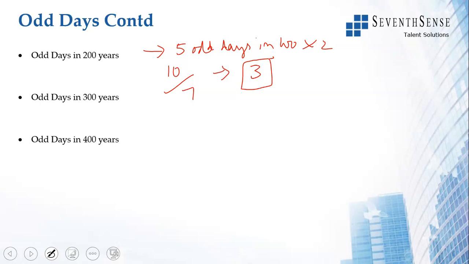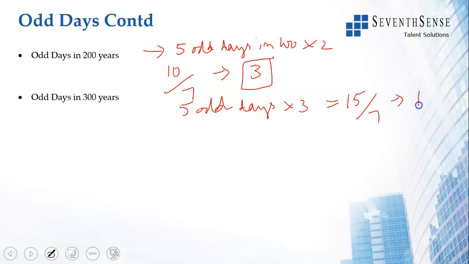Odd days in 300 years. Let's look at 300 first. 300 is 5 odd days of 100 into 3. Even 300, the 300th year is not leap. 5 odd days into 3 is 15. 15 divided by 7 is 1 odd day. So 100 years has 5 odd days. 200 years has 3 odd days. 300 years has 1 odd day. 5, 3, 1. Okay.